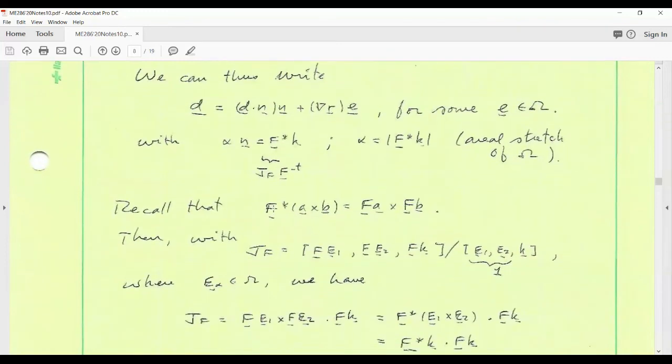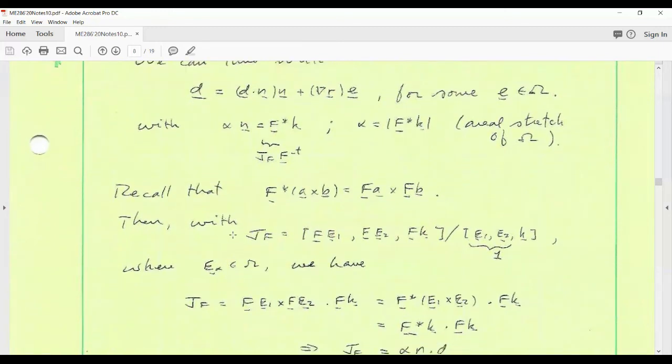Recall that the cofactor of F, if you've taken continuum mechanics, or if you haven't seen this formula before, you can find it in Chadwick's book, a very nice introductory book on continuum mechanics. The salient feature of the cofactor is that it operates on the cross product of two vectors in this way. It gives you F on A crossed with F on B, where A and B are arbitrary vectors. That's useful in deriving an expression for the determinant, say the determinant of F.